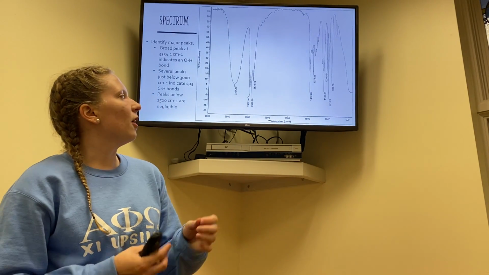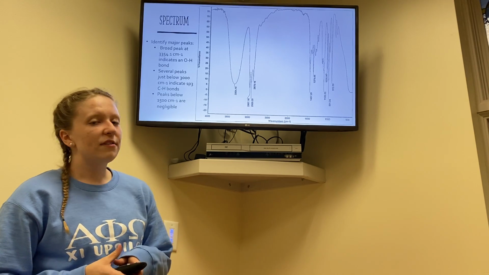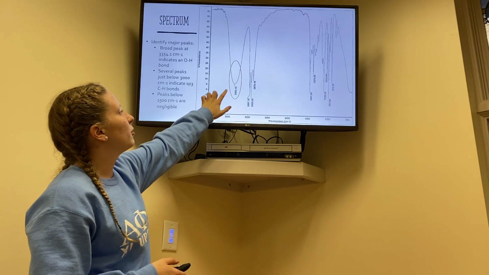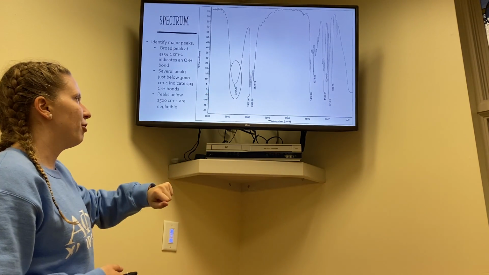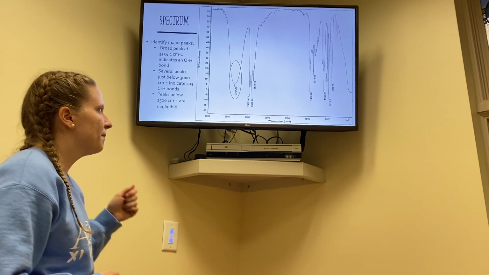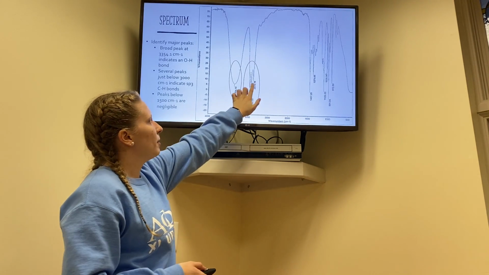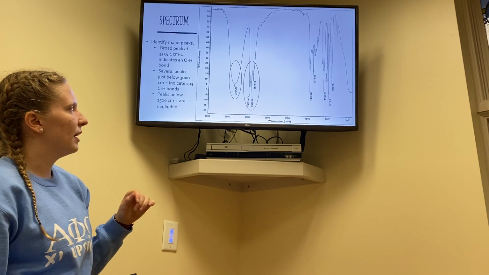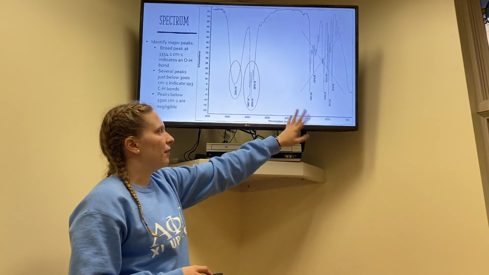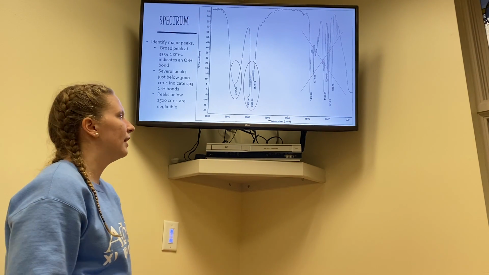So this is the spectrum for the unknown medication that I was assigned. The first thing to do is identify any major peaks. So you can see here we have a pretty major one. There is a broad peak at 3,354.1, which indicates an OH bond. And then the next one that we want to look at is a series of 3 peaks just under 3,000, which indicate an sp3-CH bond. And then these ones down here we can kind of ignore because they're in the fingerprint region below 1,500, so they are insignificant in this spectrum.